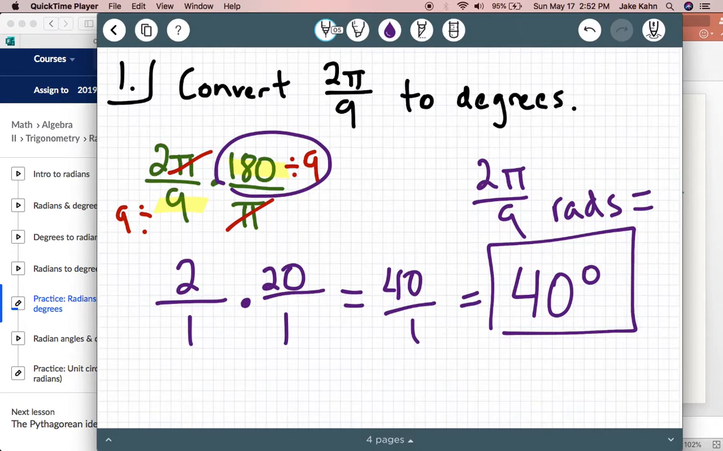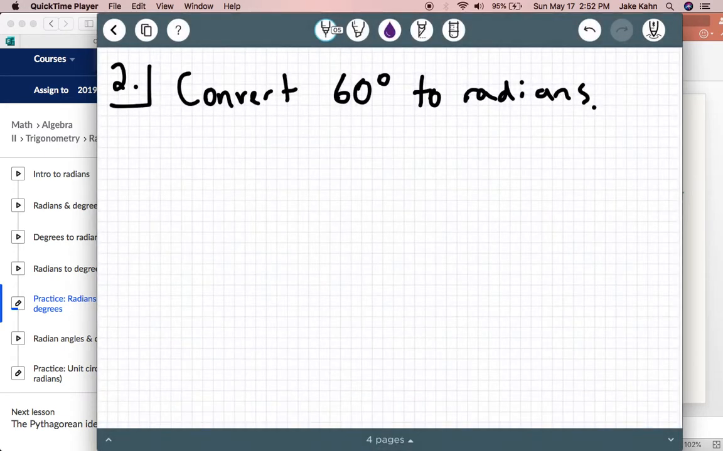Example 2 asks you to do a similar thing, but in the opposite direction. So now you start with degrees and you have to go to radians. 60 degrees as a radian measure, we are going to take 60 degrees and we are going to multiply by the reciprocal of what we did before. Instead of 180 over pi, we are now doing pi over 180.